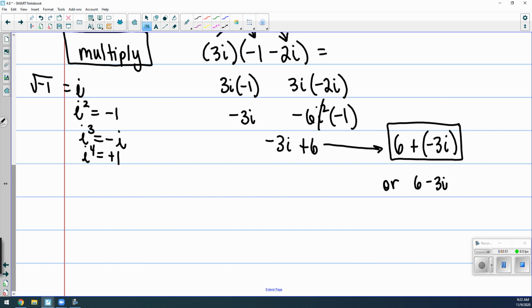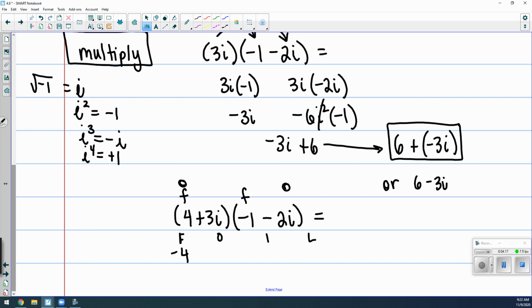Example 2 here. Let's call it 4 plus 3i times negative 1 minus 2i. So as you can see here, we have a binomial times a binomial, 2 terms times 2 terms. So I think of this as FOIL: first, outer, inner, and last. So my firsts are going to be 4 times negative 1, which is negative 4. My outers are going to be 4 times negative 2i, which would give me negative 8i. Inners are going to be 3i times negative 1, which is negative 3i. And then my lasts are 3i times negative 2i, which gives me negative 6i squared.